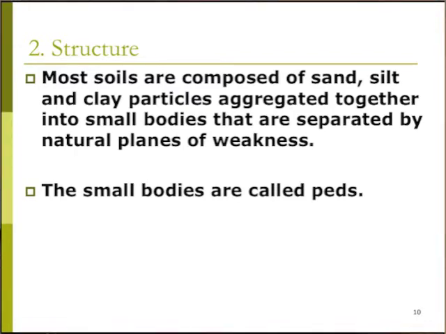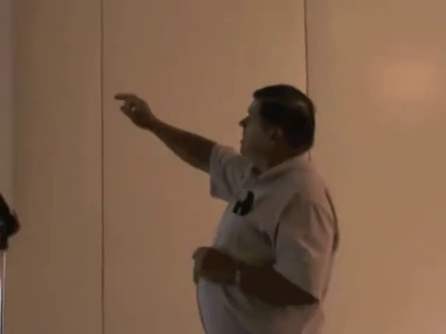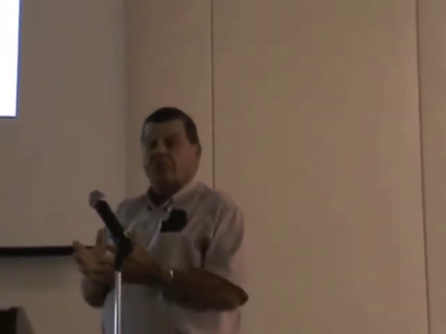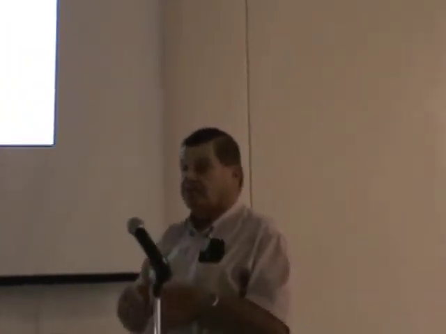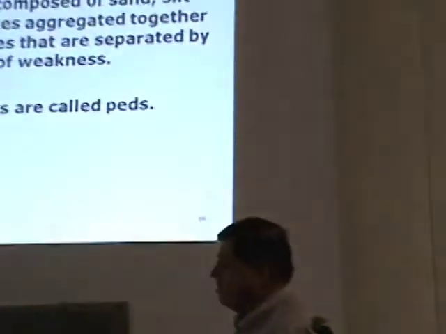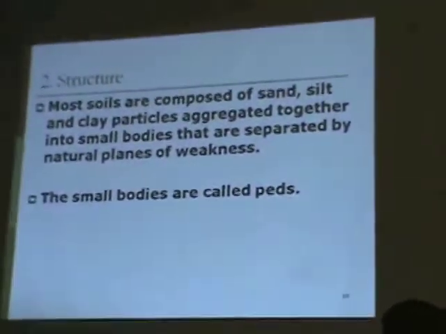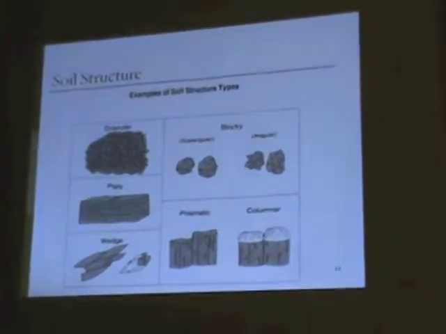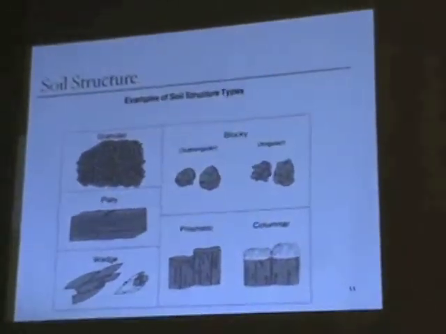Does it break apart into little pebble-like things, or is it more of a blocky structure? And those small bodies, separated by those natural planes of weakness, are called peds. So soils are composed of sand, silt, and clay that aggregate into peds, and then are arranged into different layers. So here are some examples of soil structure.